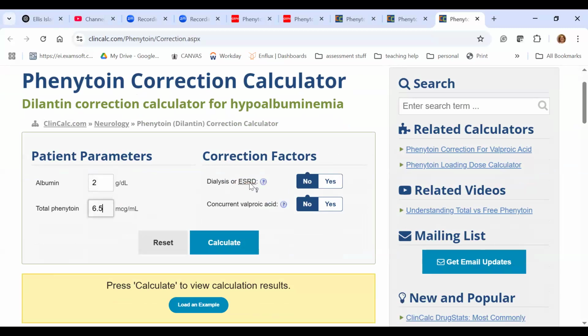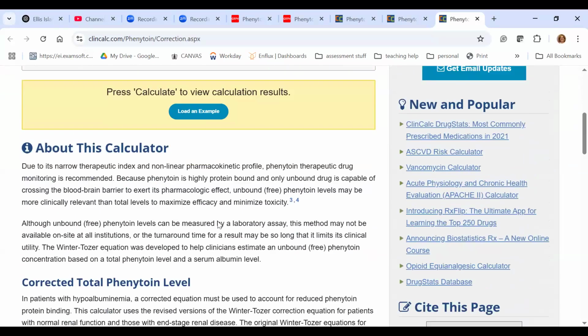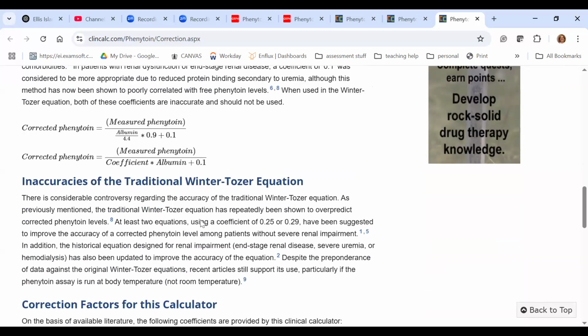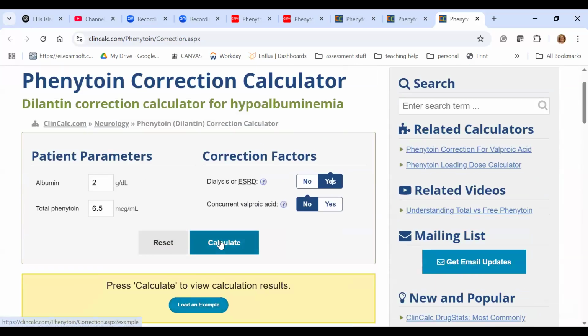And are they on dialysis or end-stage renal failure? Yes, they're in end-stage renal failure. Are they getting concurrent valproic acid? Not that we know of. So I'm going to say no to that. And notice all the equations that they're using are all in here. And you should read all that.